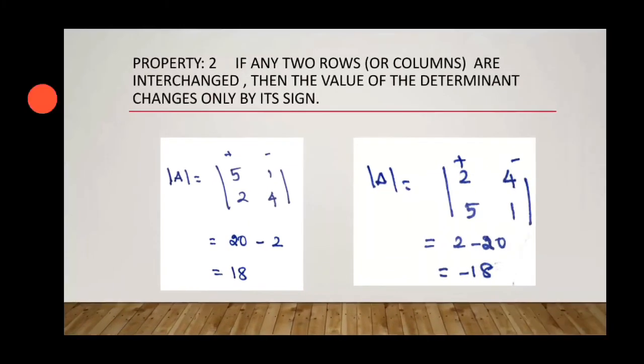So now you can understand, when you interchange any two rows, the value of the determinant changes only by its sign. So the value is same, 18 18, but on the left side we have plus 18, right side we have minus 18. That's why they say the value of the determinant changes only by its sign, okay, not by value.